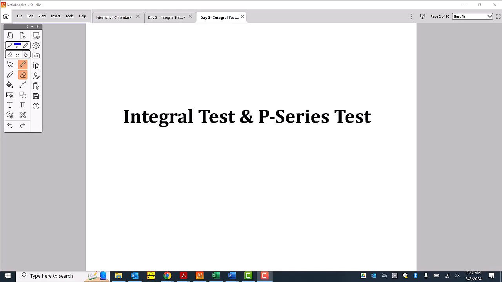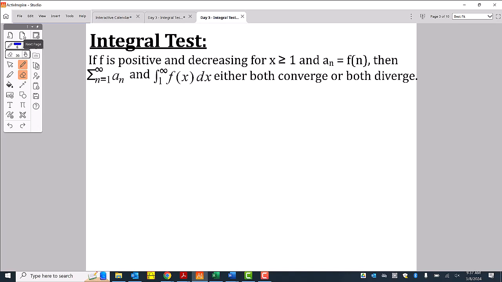All right, today we're looking at the integral and p-series test. Integral test is if f is positive and decreasing for x greater than or equal to 1 and a sub n is equal to f of n, then the series, the sum from n equals 1 to infinity of a sub n, and the integral from 1 to infinity of f of x dx either both converge or both diverge.